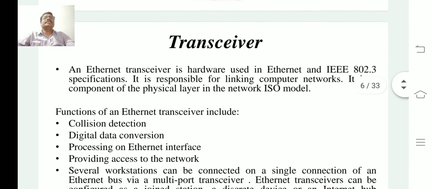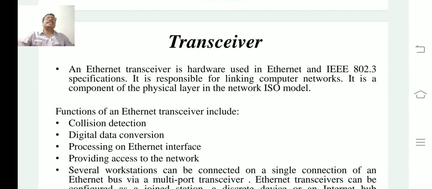Then we have the transceiver. An Ethernet transceiver is a hardware used in Ethernet, and it is also an IEEE 802.3 standard. It is responsible for linking computer networks. It is a component of the physical layer in the OSI network model. So, it is basically used to connect wirelessly. It has both a transmitter as well as a receiver. The device is going to transmit as well as receive the signal.